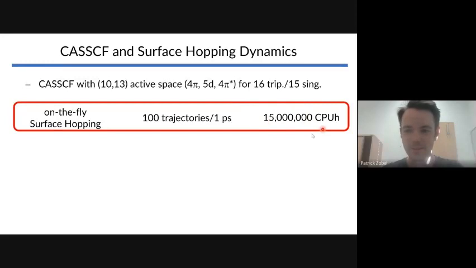And this is probably more than our whole group would spend in a year. So this is not something just for one project. So this is not really an option to do this.